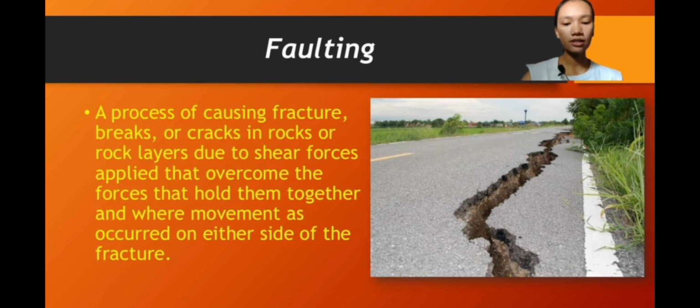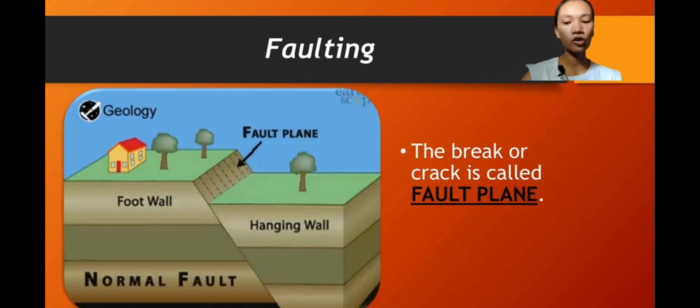So, next is the fault plane. The break or crack is called the fault plane. It is the surface within the earth that moves during an earthquake. It's where two pieces of the earth's crust have slipped past each other. These movements may be vertical or horizontal.